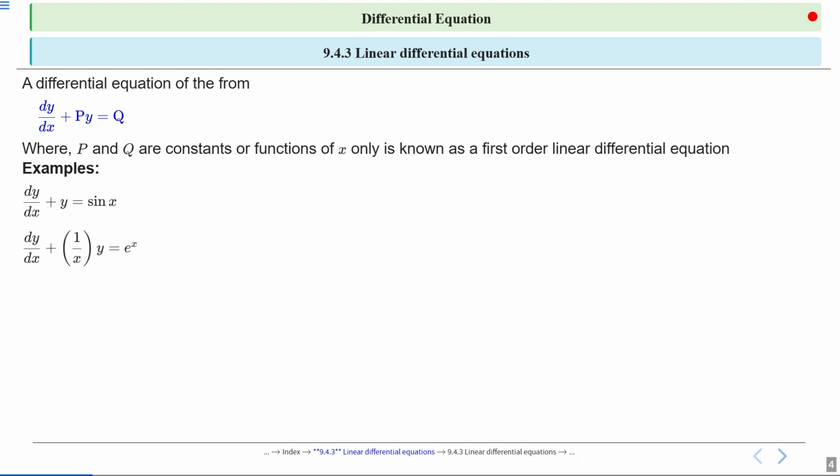The second example is dy/dx + (1/x)y = e^x. Here P is 1/x and Q is e^x, and both P and Q are functions of x only. So this given differential equation is a linear differential equation of the type dy/dx + Py = Q.